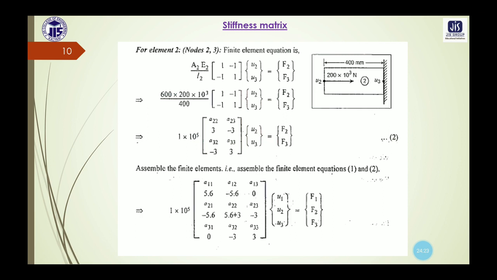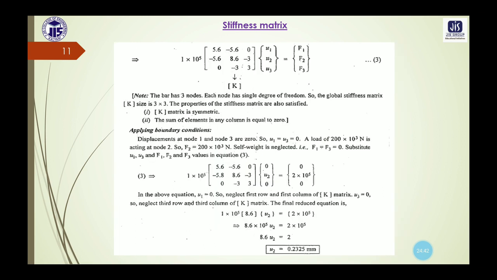Now we need to assemble equations number 1 and 2, and finally we get this 3 by 3 matrix. This is the equation that we need to use to calculate the displacements and the forces. Now we can see that as the bar has 3 nodes, and each node has a single degree of freedom, the global stiffness matrix K has the size of 3 by 3.